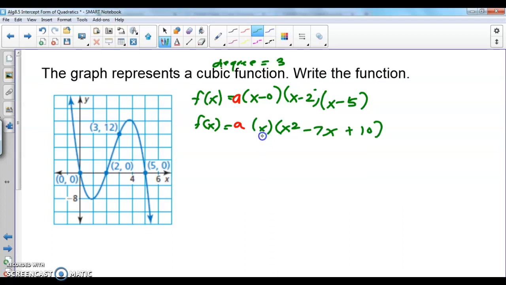And then if you distribute the x variable, which is here at the beginning, you will have f of x is equal to, again, we're going to keep that a right there because we need to find it. Distribute this one, you get x to the 3rd power minus 7x squared plus 10x. Okay, so now we're going to use this point to find a. Remember, your first coordinate is x, the second coordinate is y. So the 3 gets plugged in, and then the 12 is for the y.